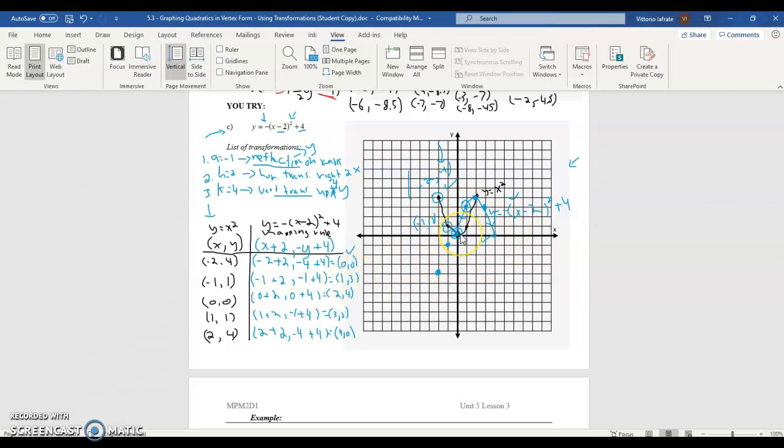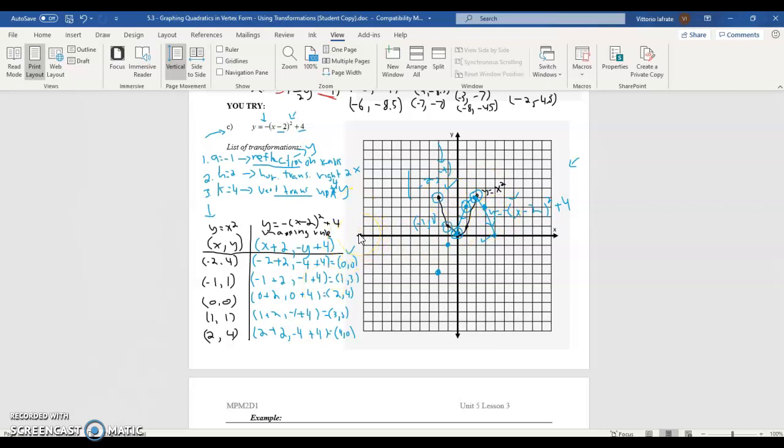So 0, well, when you reflect it, it stays 0, because negative of 0 is just 0. And then you move over 2, 1, 2, and then up 4, like that. So our new vertex is up here. And you can figure out your vertex by just doing (h, k), (2, 4), which makes sense. And so you can do that with all the points visually to see that it makes sense in your table.